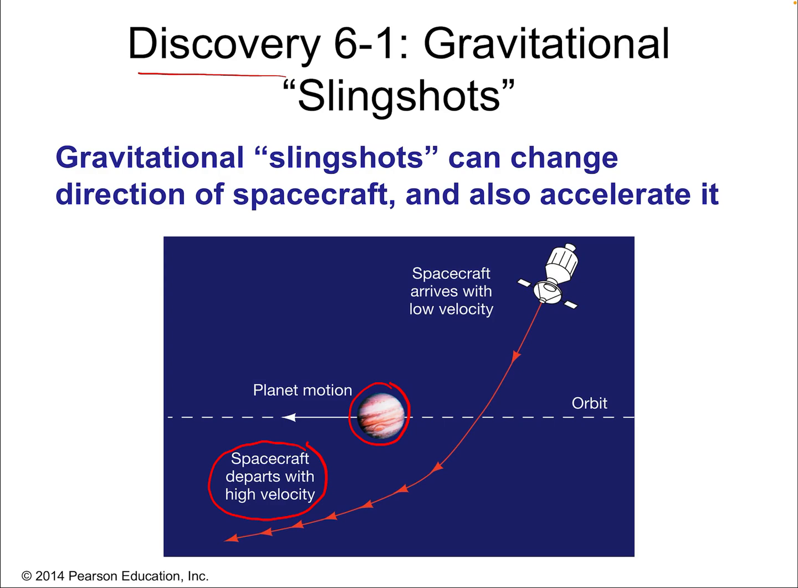What happens is it steals a little bit of momentum from the planet, but not so much to affect its orbit, because after all, this is a tiny probe and a massive planet. But it steals a little bit of momentum from the planet, and that causes a big increase in its velocity. Okay, so a very popular technique of getting space probes out to the distant solar system.